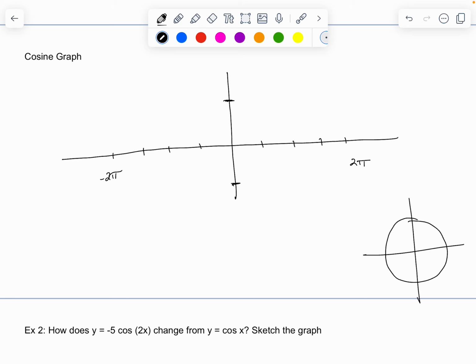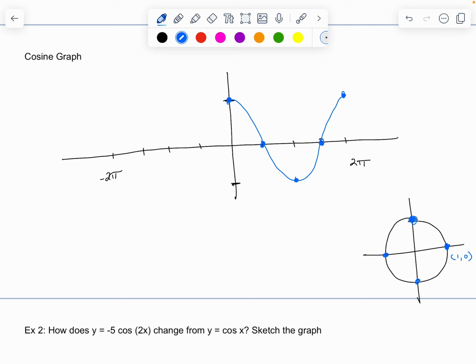So if you're thinking through that unit circle, when I'm starting here, I'm starting at 1, 0. So my graph actually starts at the top. Then I go to 0. I go to -1, back to 0, and then at 2 pi, I'm back at 1. And there's my cosine graph.